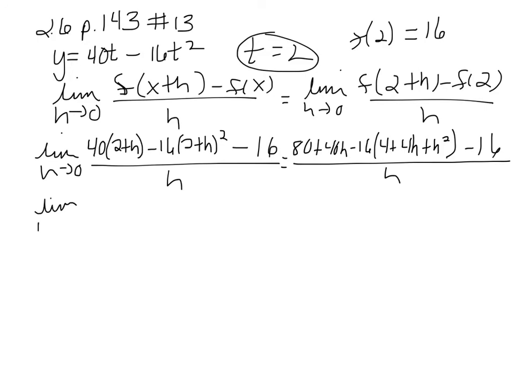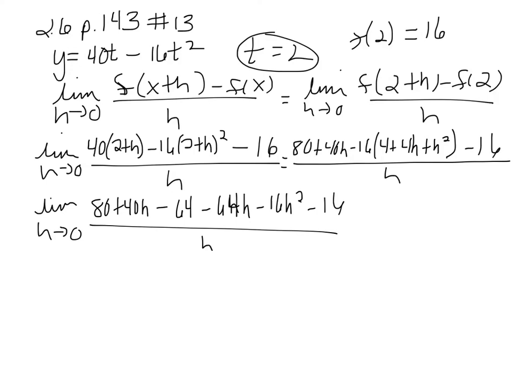We need to do the distributive property. So we're going to have our 80 plus 40h. Then when I distribute that 16 times 4, it's really 32 times 2, so 64. Don't forget to distribute that minus sign with that. So I have 64h minus 16h squared minus 16. And what we find is that this minus 16 minus 64 cancels with the 80. Everything left has an h with it.